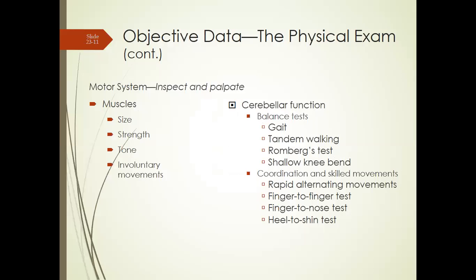Now we are moving on to the motor system, where we can inspect or palpate. Firstly, muscle: we can measure muscle size, muscle strength, tone, and involuntary movements. Now the cerebellar function. For cerebellar function, we can test balance: gait, tandem walking, Romberg's test, and shallow knee bend. Now we are moving on to coordinated and skilled movements: rapid alternating movements, finger to finger test, finger to nose test, and heel to shin test.